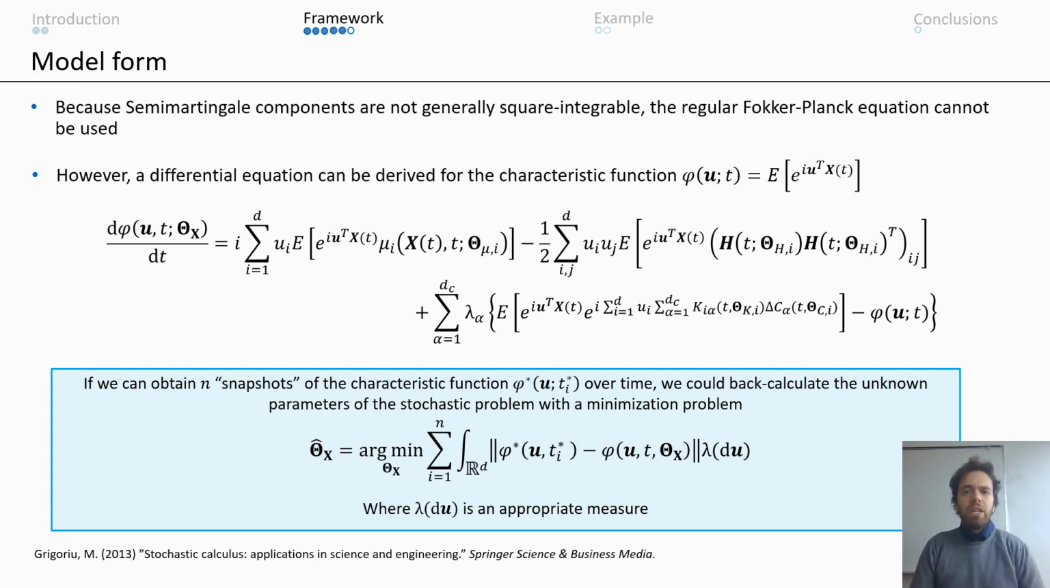For example, here we show the set of parameters theta obtained as the one that minimizes the norm of the difference between the characteristic function that is computed from the differential equation, which we denote by phi, and the characteristic function that is observed, which we denote by phi star. But how can we obtain these snapshots of the characteristic function?